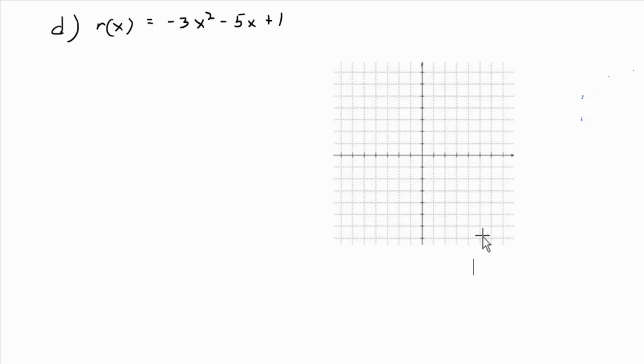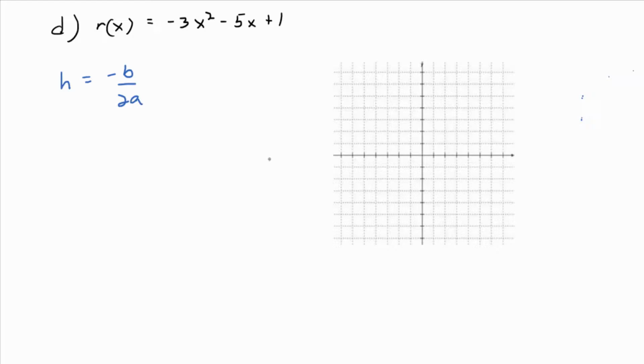So this is r of x equals negative 3x squared minus 5x plus 1. Same directions. Let's graph this thing. Let's use the vertex formula to do it. I don't want to complete the square on this. I bet you don't either. So what does the vertex formula say? It says h, which stands for the first coordinate of the vertex, is equal to negative b over 2a.